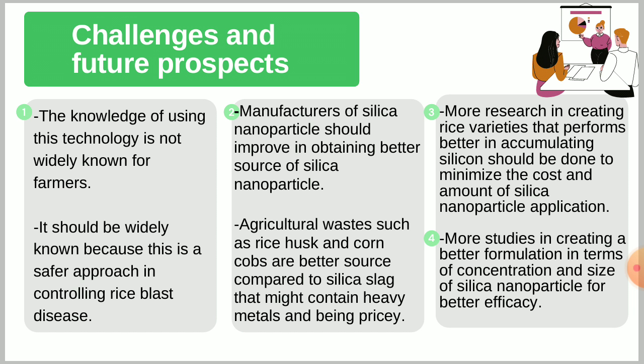The third one is that more research in creating rice varieties that perform better in accumulating silicon should be done to minimize the cost and amount of silica nanoparticle application. And the last but not least, more studies in creating a better formulation in terms of concentration and size of silica nanoparticle for better efficacy should be done to control rice blast disease.